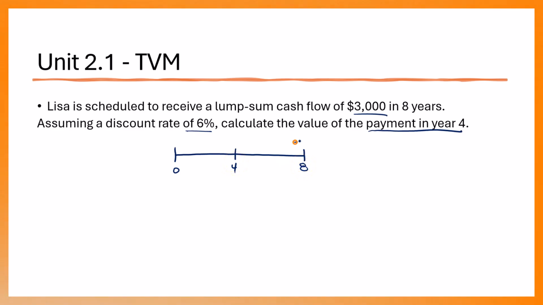We know that she's going to receive $3,000 exactly 8 years from today, but they want to know what is the value, not today of this payment, but at time 4. We need to discount this back exactly 4 periods to find the value at time 4. My N is 4, my IY is 6. I'm trying to find the present value.